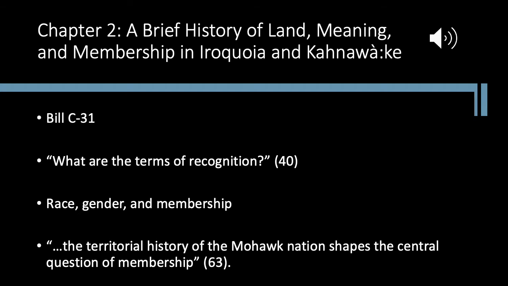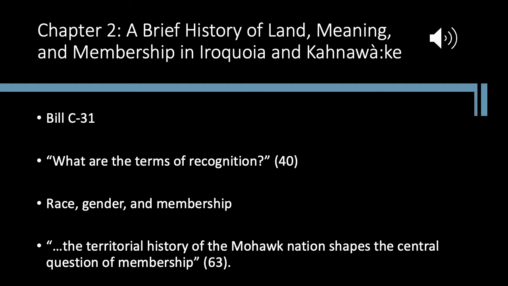The organizing question of this chapter is, what are the terms of recognition? Essentially, how do Mohawk people recognize one another? Not just how are they recognized or not misrecognized by the settler state, but how do Mohawk people recognize one another? How are the terms by which Mohawk people recognize one another debated or contested? How are Mohawk people debating who's a member and who's not a member? And how have the terms of these debates changed over time?